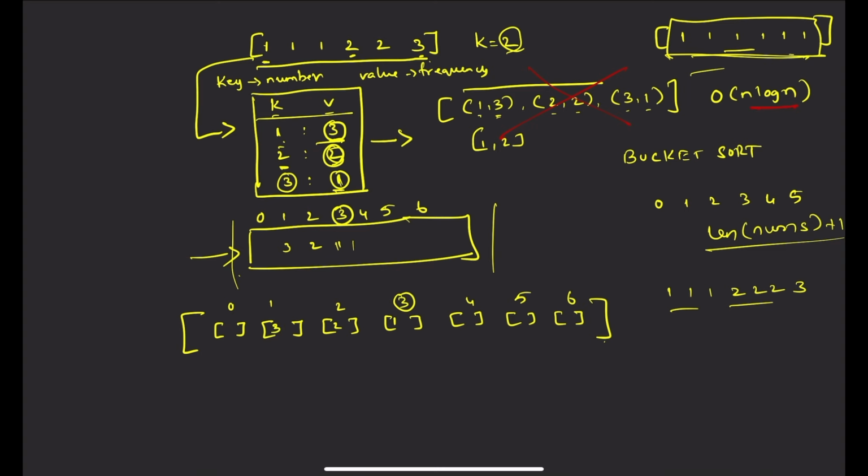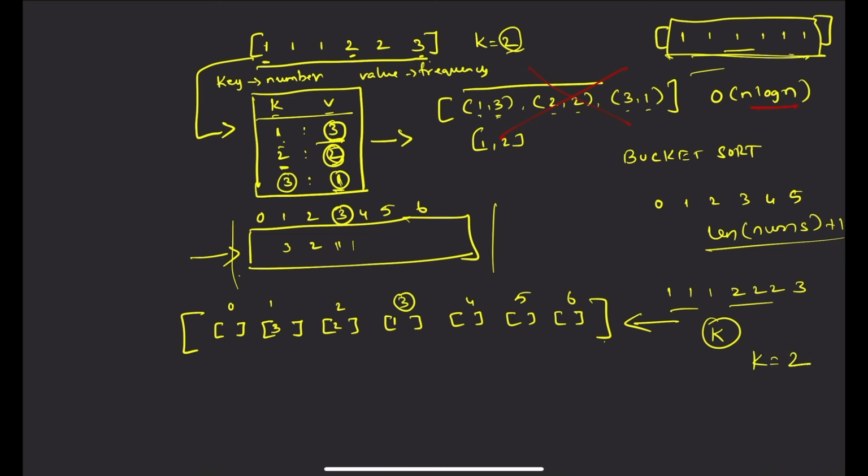Now, how do I get the top k elements from this setup? We just walk from the end of the array towards the beginning and collect elements until we reach k elements. For example, in this case k is 2.